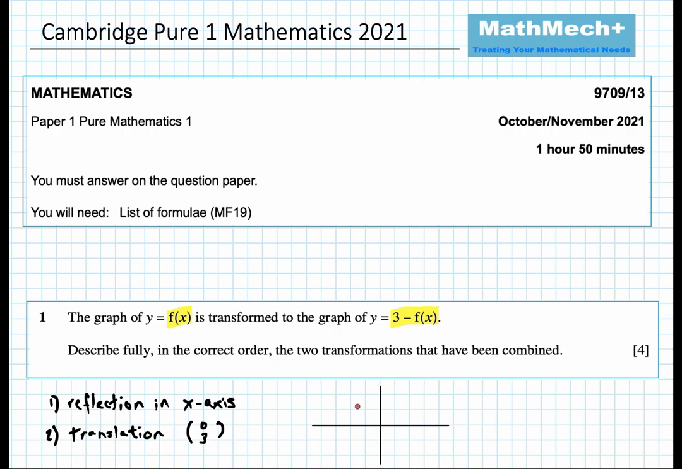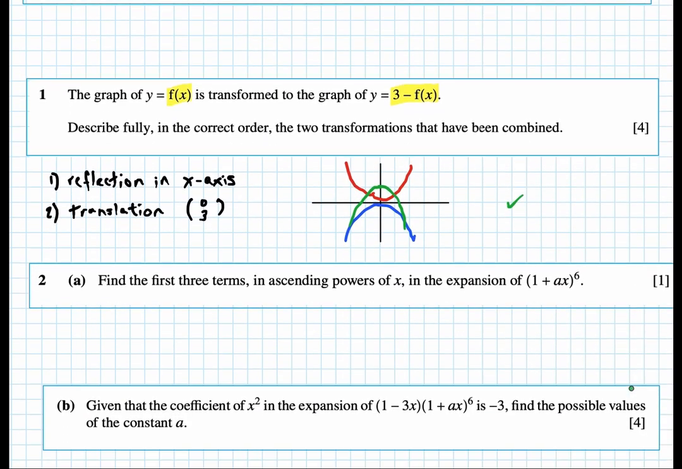It could also have been a stretch, scale factor minus 1. You do the translation first. Either way, there's the transformation there. So reflection first, and then the translation.